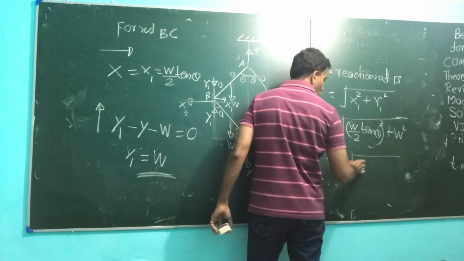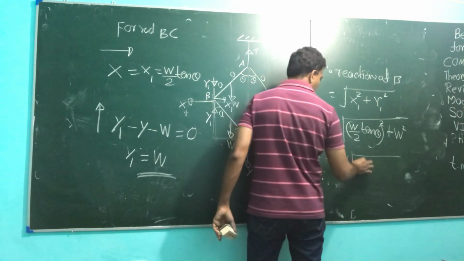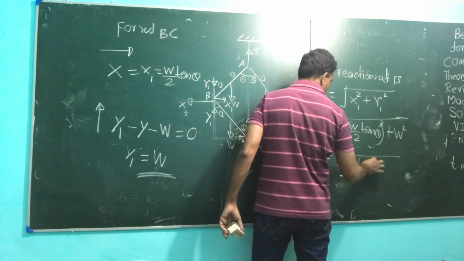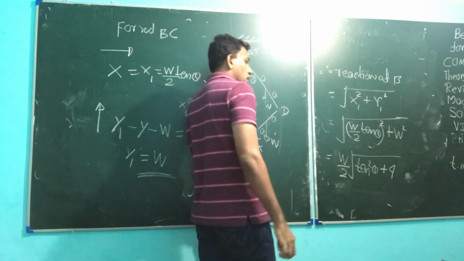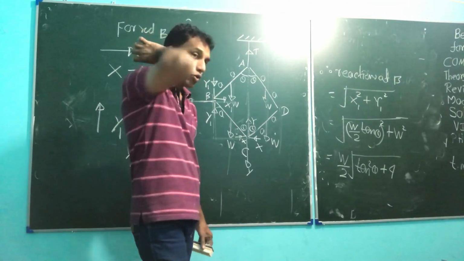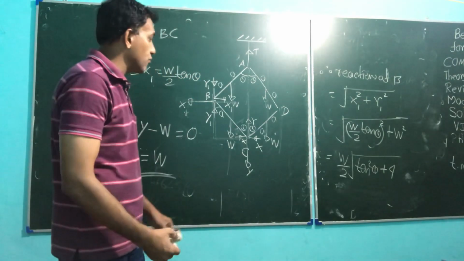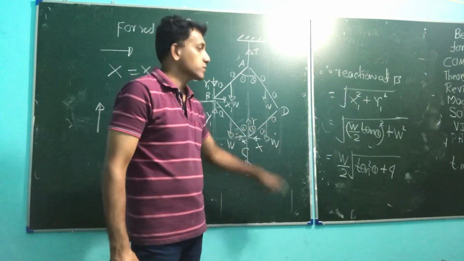Can I take the 4 also out? Take the 4 also out. W by 2, right? Tan square theta plus 4, is it? Tan square theta plus 4. I took the w and by 2 out, right? That's the resultant force at B. Same force at D, right?